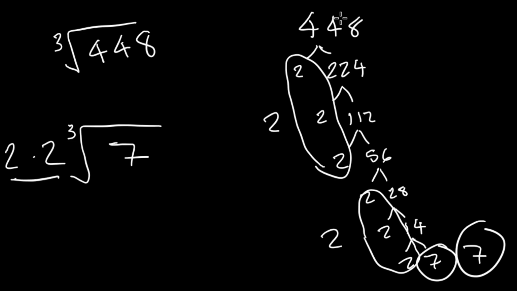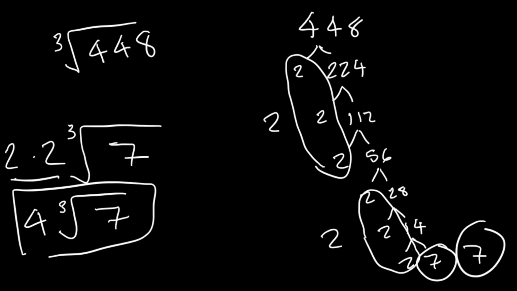And we'll just multiply these two. 2 times 2 is 4. Remember the index 3, and then 7. And this is how you simplify that root, or this radical.